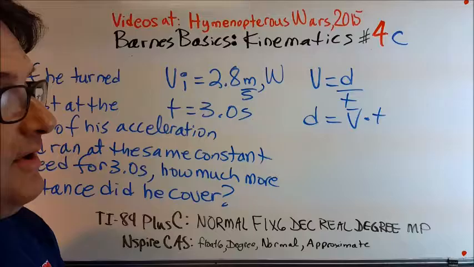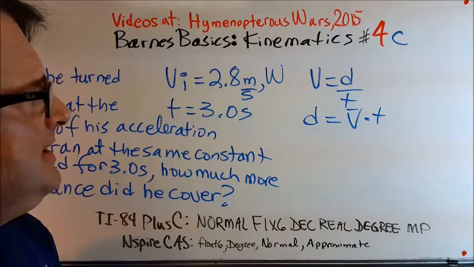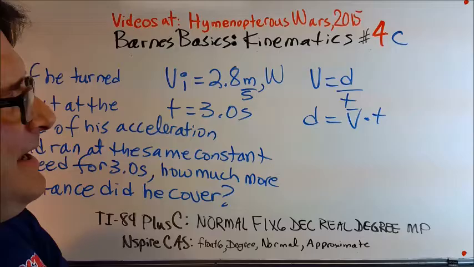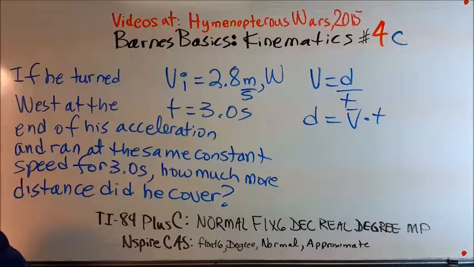So to really get the clue on this question, problems 4A and 4B are the prelude to this one. These problems just build on each other. Anyhow, listen to the question. It says, if he turned west at the end of his acceleration, constant acceleration by the way, and ran at the same constant speed for 3 seconds, how much more distance did he cover?